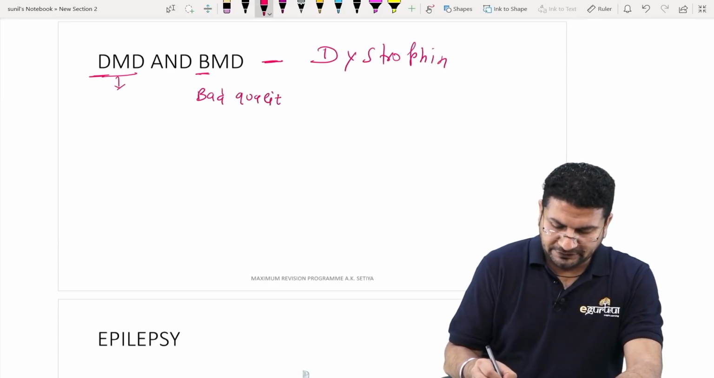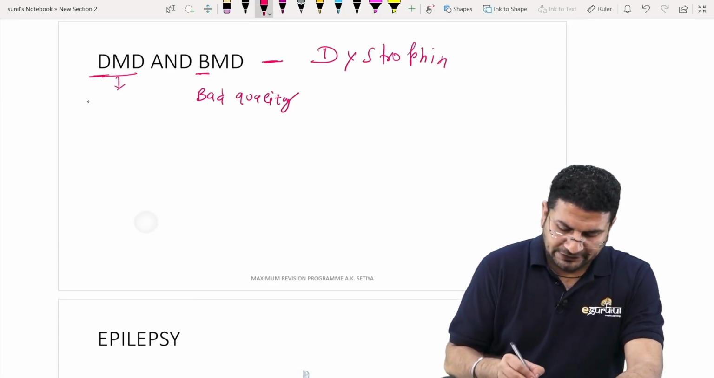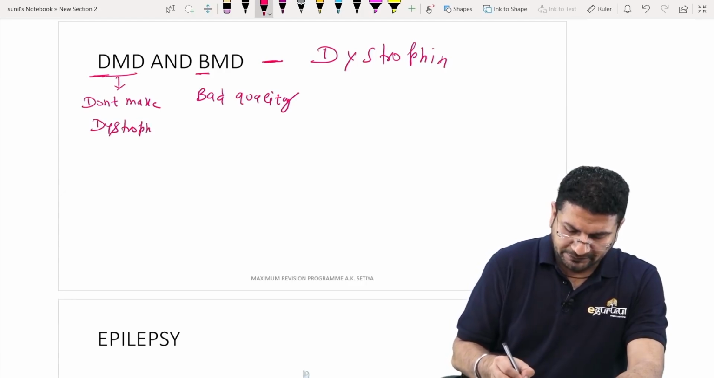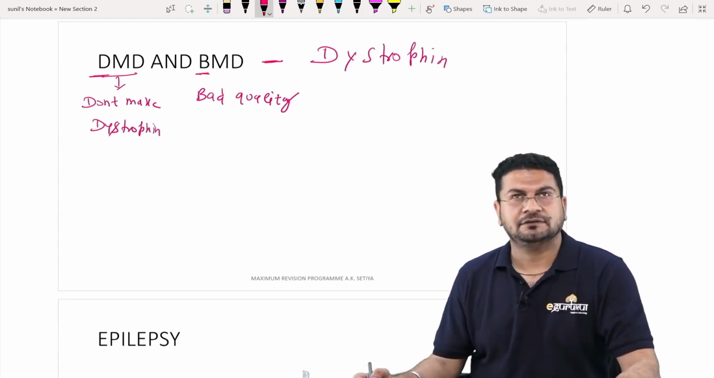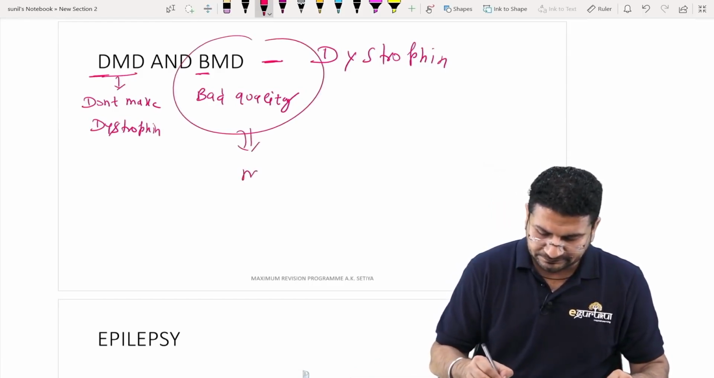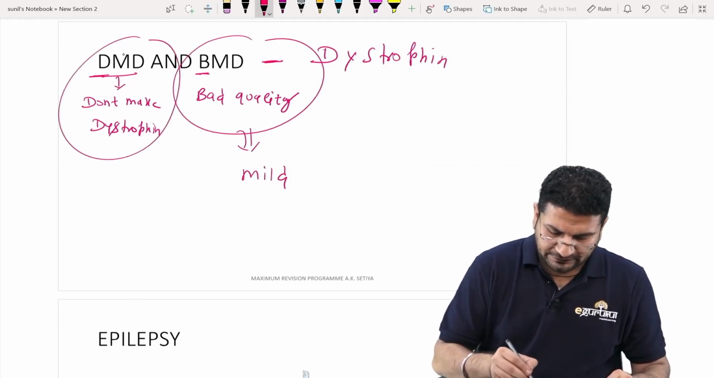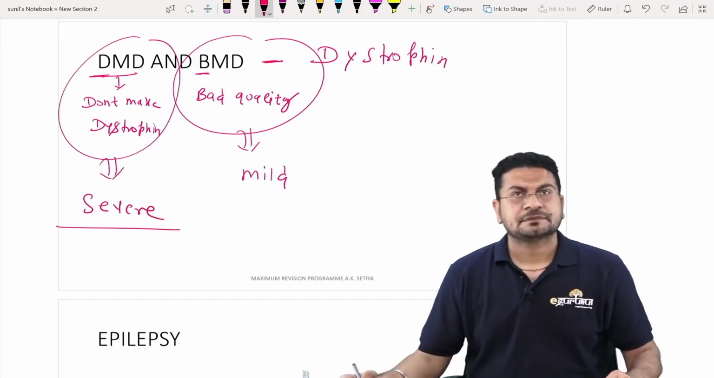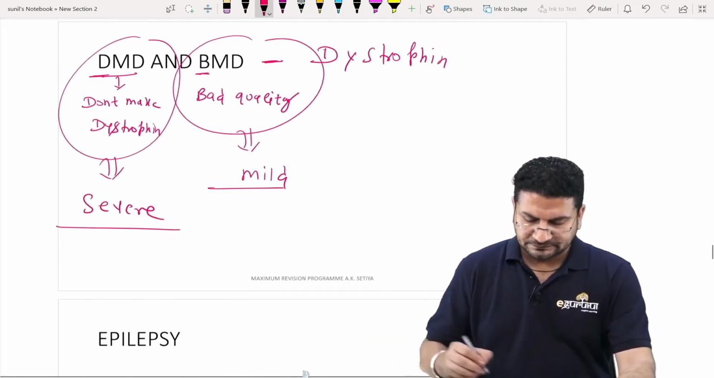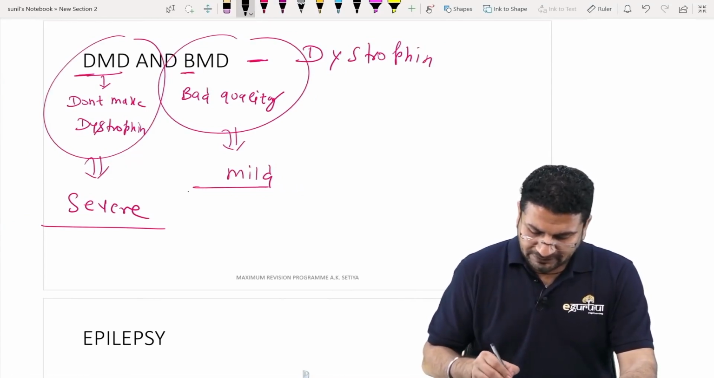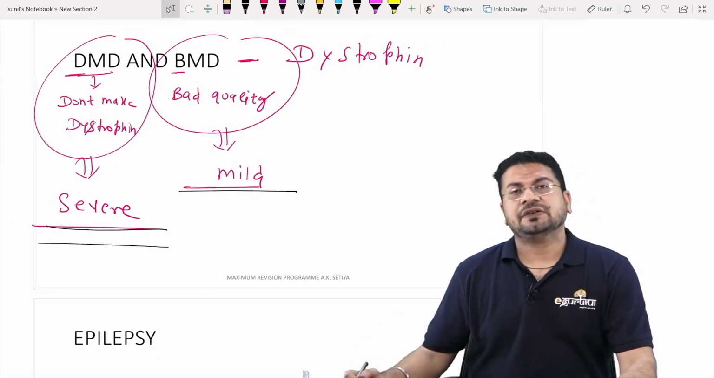So understand this. Both are almost the same disease. Here the quality is bad. And here there is no dystrophin at all. So always remember, be happy with what you have. Something is always better than nothing. So I can say Becker is the milder variant and Duchenne is the severe variant. Both are not commonly seen, but both are severely affecting the babies.